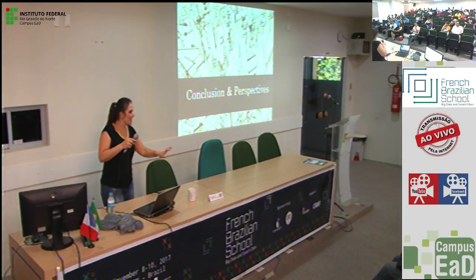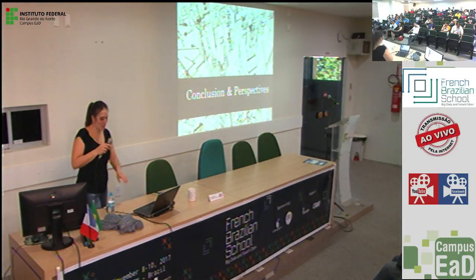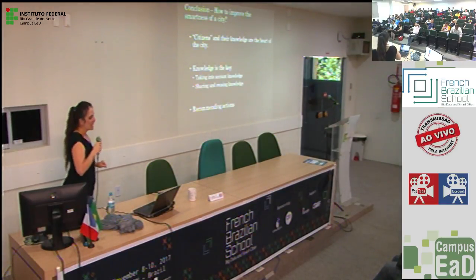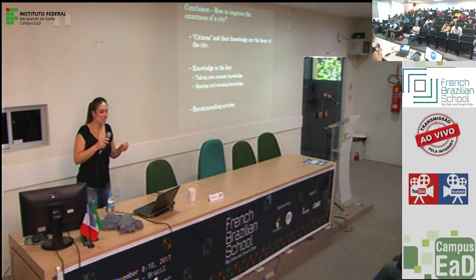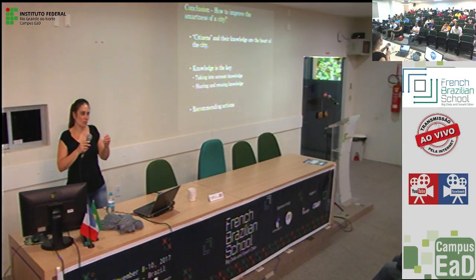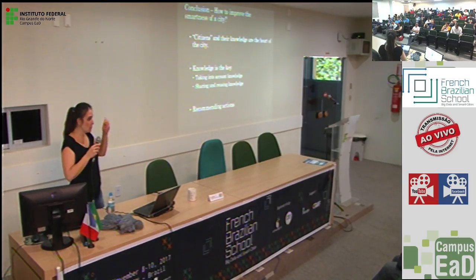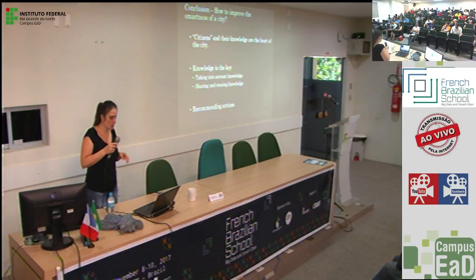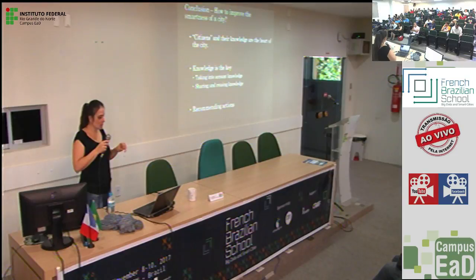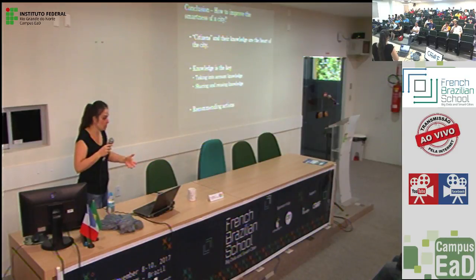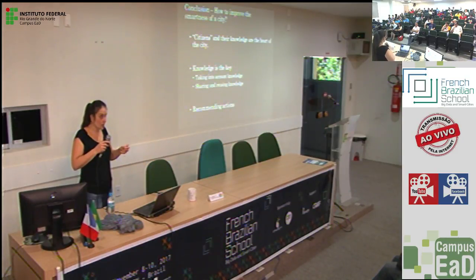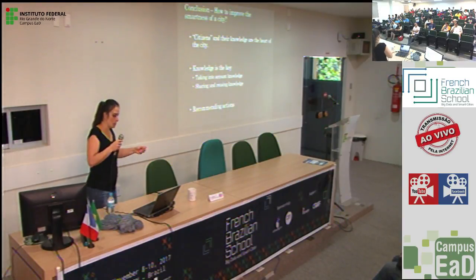Okay, I have five minutes for conclusion and perspectives. From our point of view, knowledge is the key to improve the smartness of a city. Knowledge is what citizens and all the people around the city have, because they are the heart of the city. And for that, we want to take into account knowledge as much as possible, share and reuse it. And our proposition is to recommend actions in such a way.